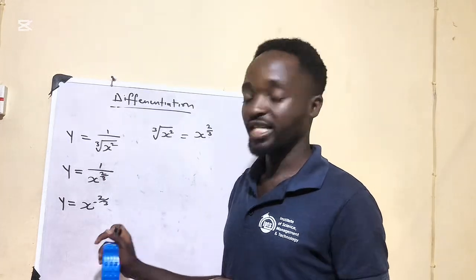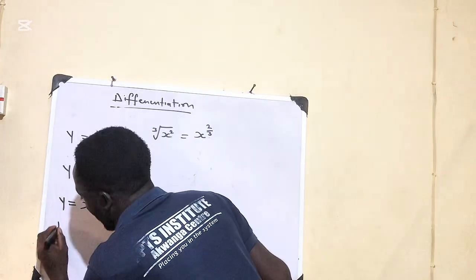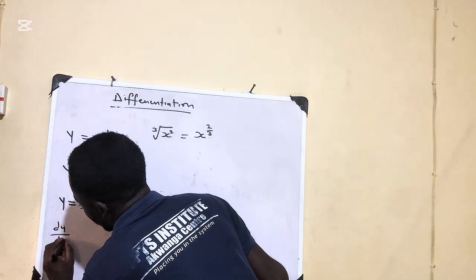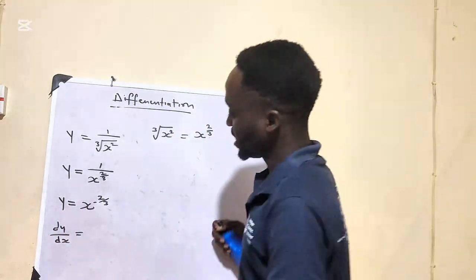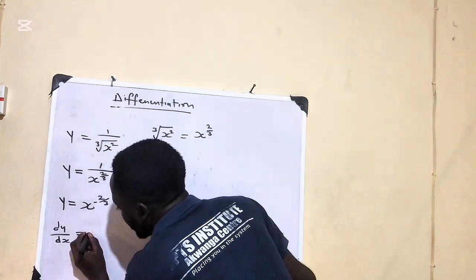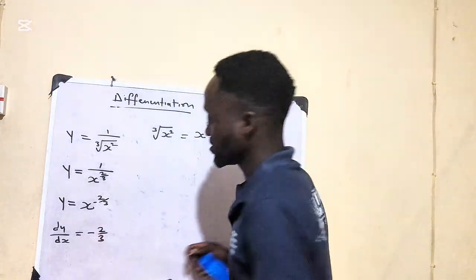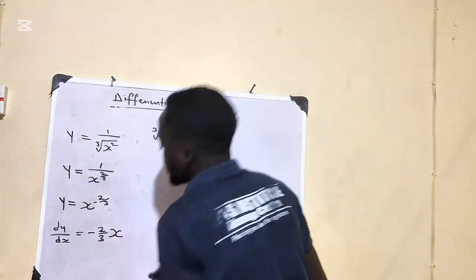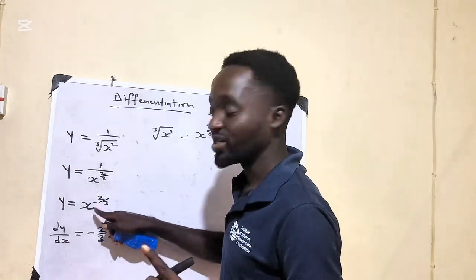Now that we have made it like this, it's going to be easier for us to differentiate. So now let's start differentiation. So we'll say dy/dx is going to be, now to differentiate something like this, you are going to use the power rule. The power rule is that you bring the power down. So the power is negative 2 over 3, so we say negative 2 over 3, then we have x. Now, we are going to subtract 1 from the power.